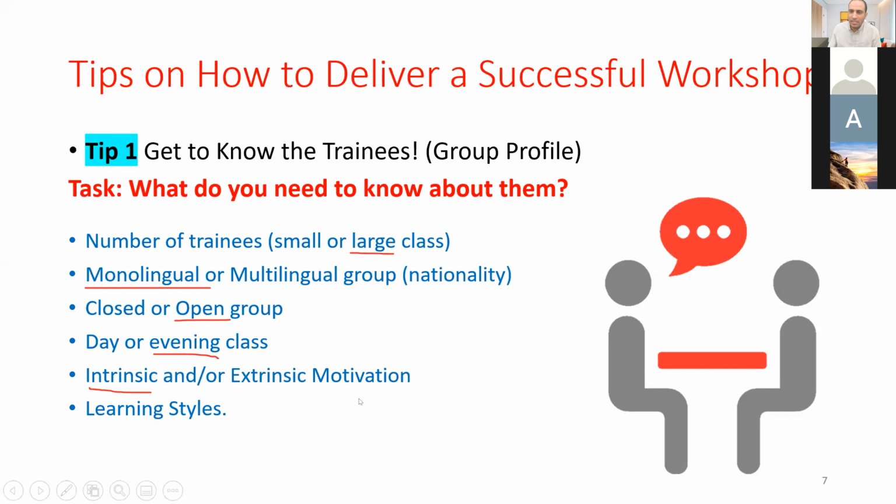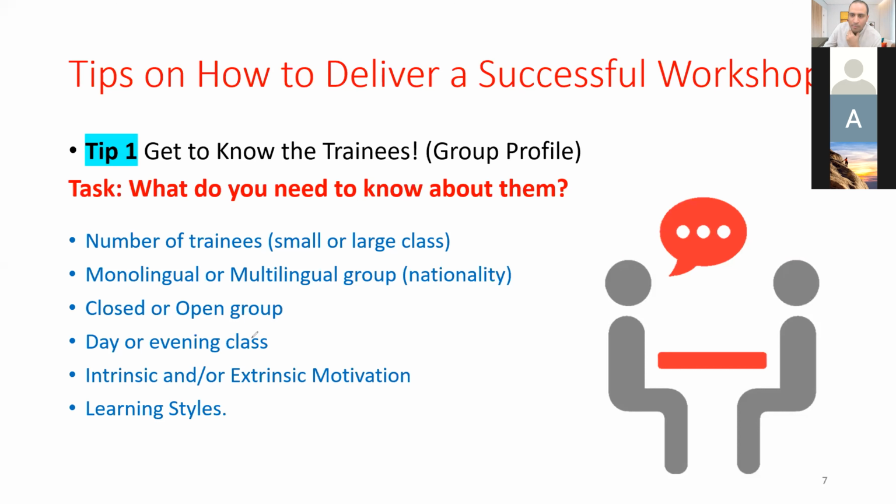And the final one is the learning style. How many learning styles do we have? The main ones? I think three: audio, visual. Auditory, kinesthetic. We have visual learners, auditory learners, and kinesthetic learners. So there is a test.